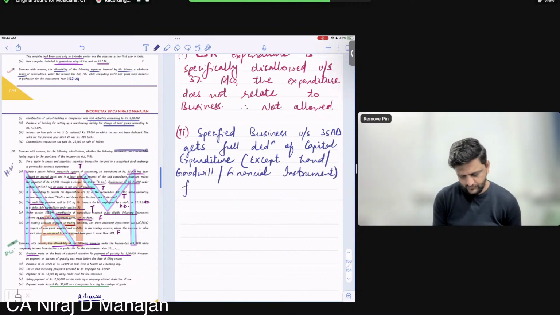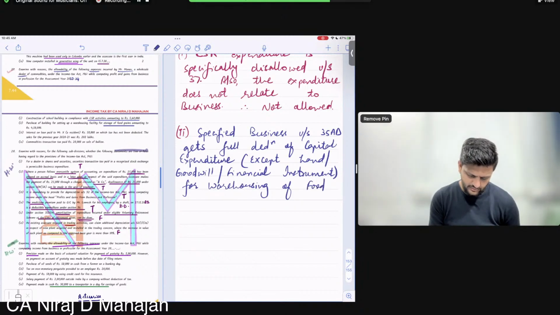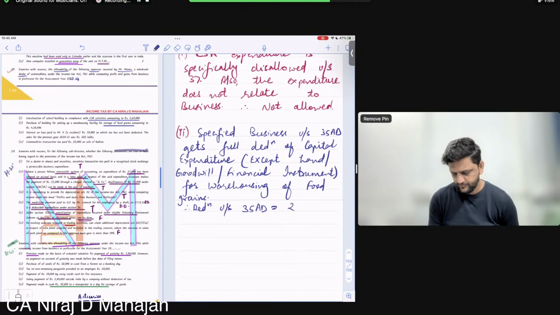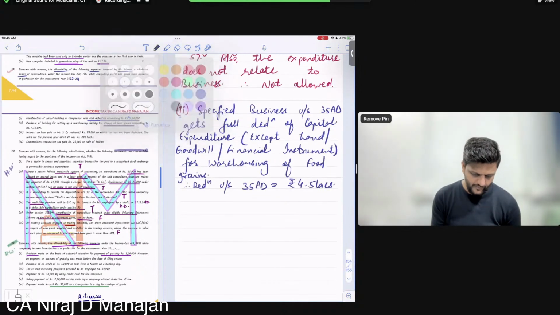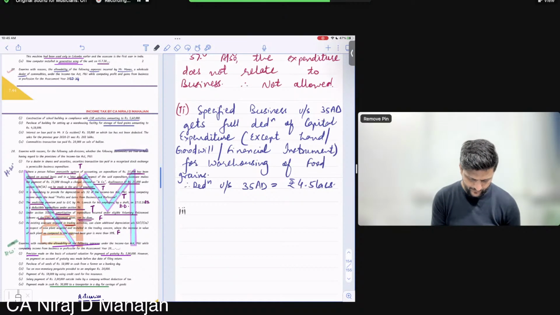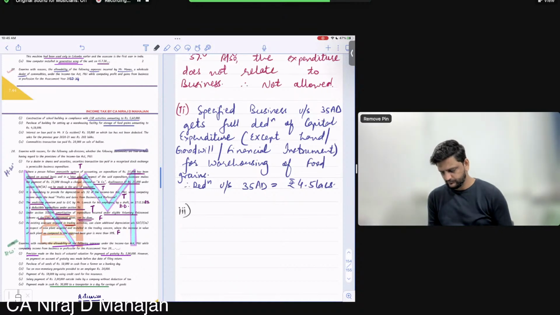For warehousing of food grains, therefore, deduction under section 35AD is allowed. Rupees 4.5 lakhs, whatever that was. It is basically allowed as deduction. Okay, everybody?